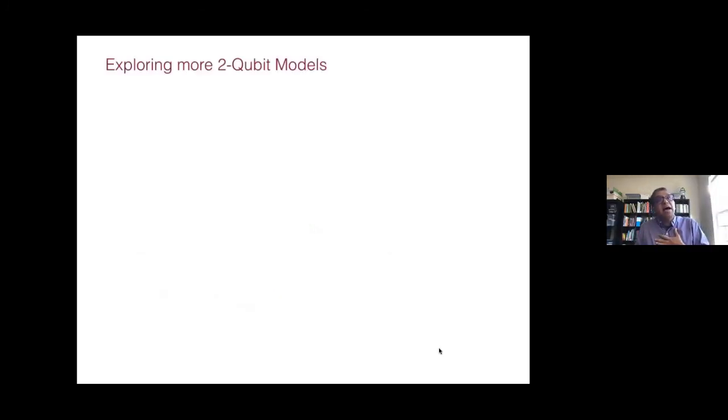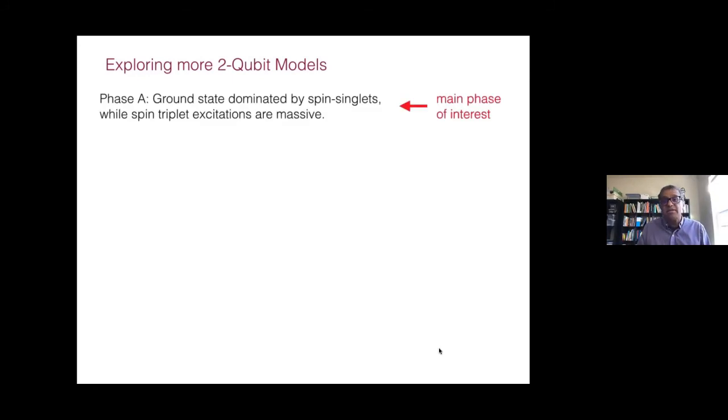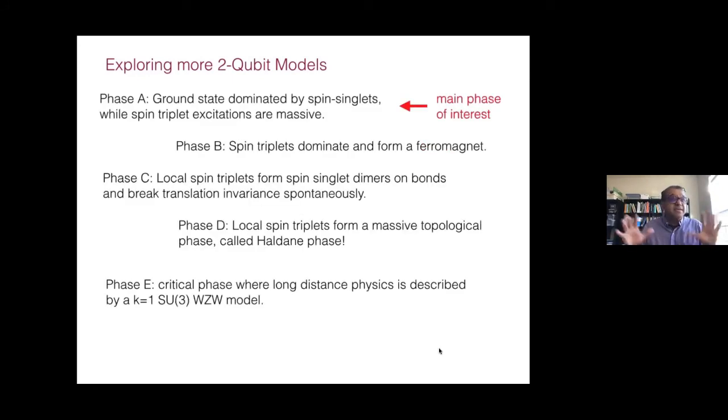So then we said, as Simon pointed out, we'll have to explore. There are lots of couplings, and we have to explore all this coupling constant space. If you actually think about it, there's a huge bunch of phases in these 2 qubit models. There's a phase that we really want to get, which is basically spin singlets dominating. But then there are ferromagnetic phases and phases where triplets form antiferromagnets locally with some kind of dimers and all that. This is a problem that was studied a lot in the condensed matter literature, but nobody really focused on the asymptotic freedom aspect of it.